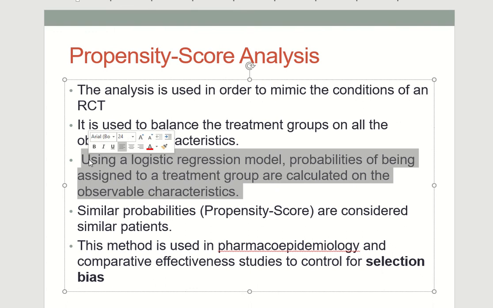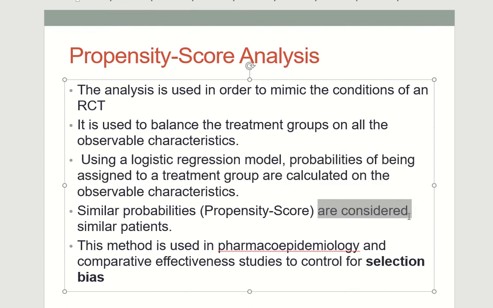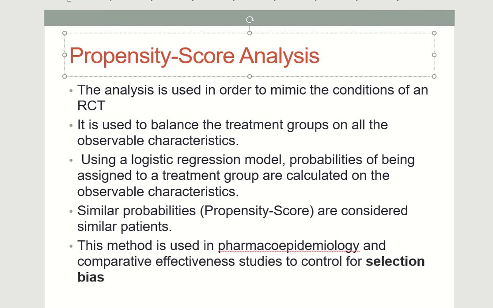You use a certain statistical technique to produce a probability, a propensity score, for every individual, predicting whether they belong to group 1 or group 2. Every person will have a score ranging from 0 to 1, and then you try to match those with similar propensity scores. Similar probabilities of propensity score are considered similar patients, and therefore we match them based on that. This method is used in pharmacoepidemiology and comparative effectiveness studies to control for selection bias. So that's the propensity score technique, and we have an article we'll probably discuss in class.